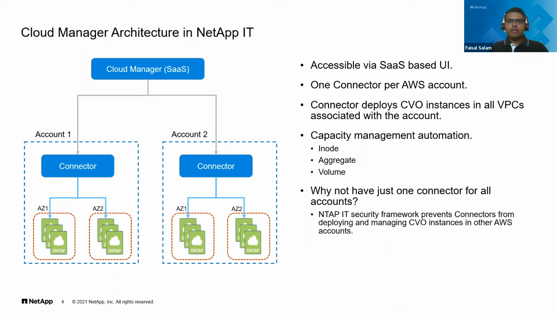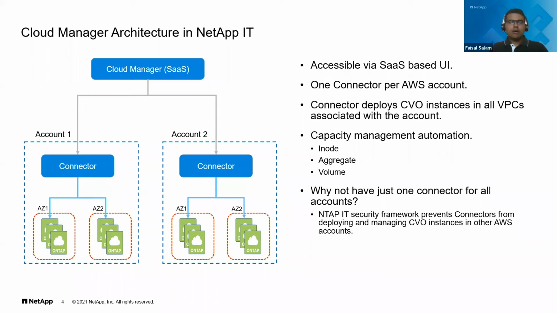Now, one of the interesting aspects of Cloud Manager is it also assists with capacity management automation. If you worked with on-prem ONTAP, which I'm sure most of you have, you'll know that for things like inode, aggregate and volume, there's no automation available today out of the box. You'd have to write some code using Ansible or some other scripting languages. But Cloud Manager does most of this for you, right? With just a switch that you turn on, inode management is taken care of, as well as aggregates.